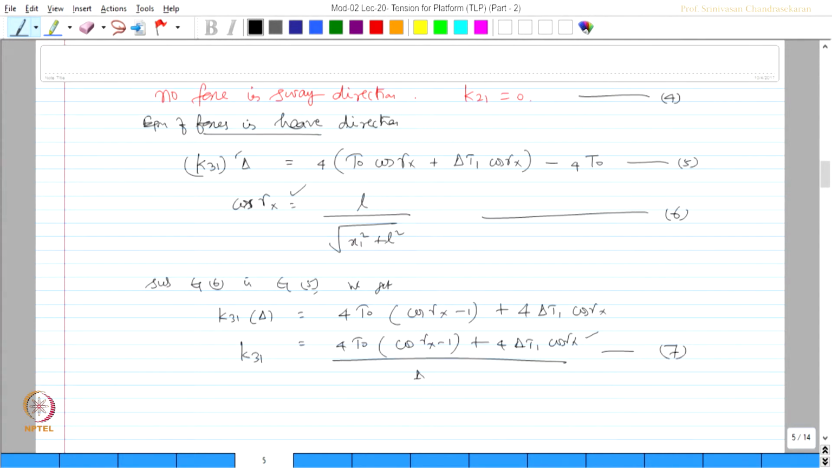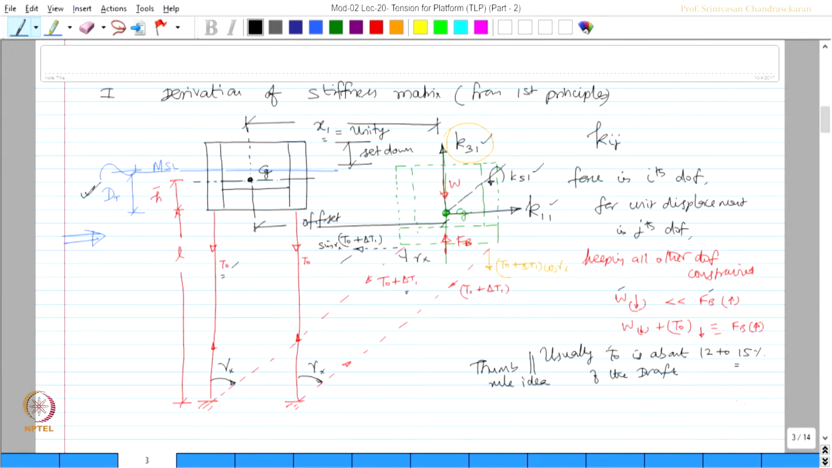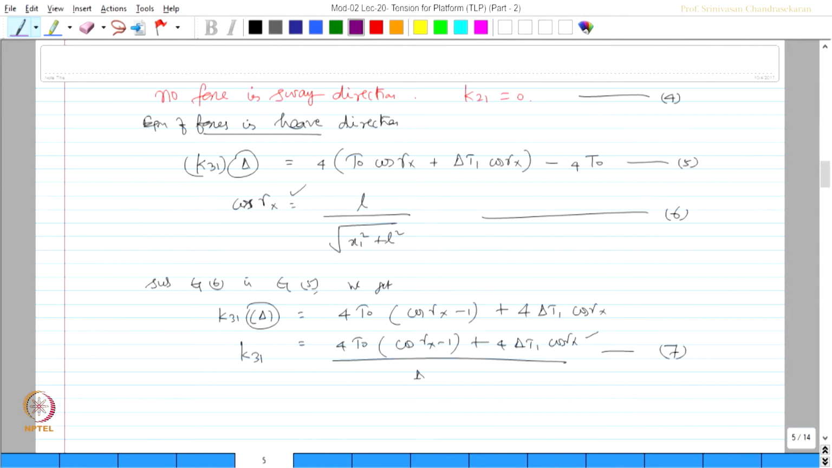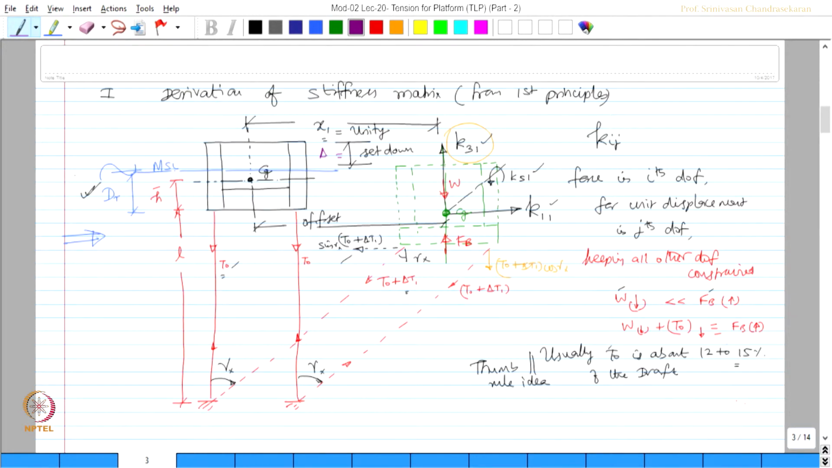Now, what is this delta? This delta is nothing but the set down. Okay. So, delta is the set down effect. So, naturally when you apply a force along x axis, the rotation about x axis will be 0.